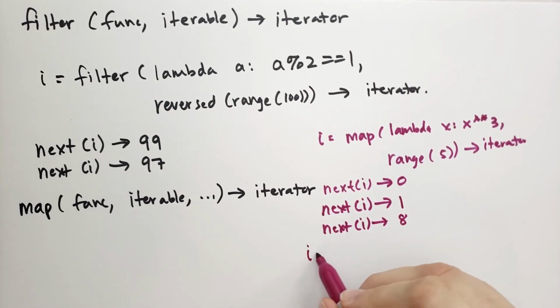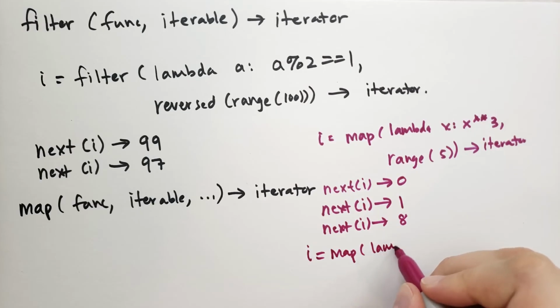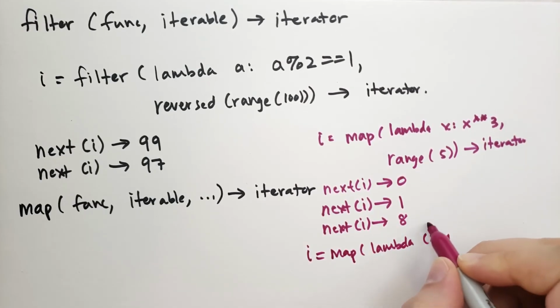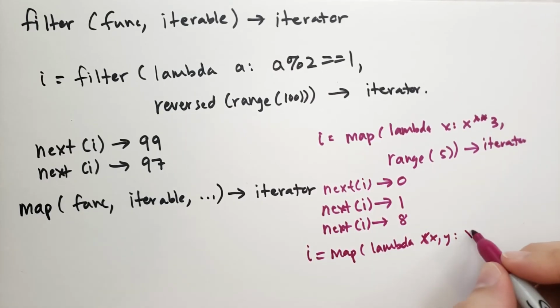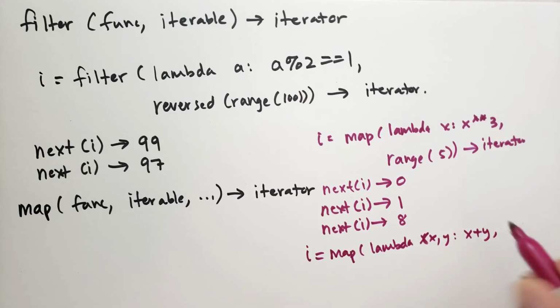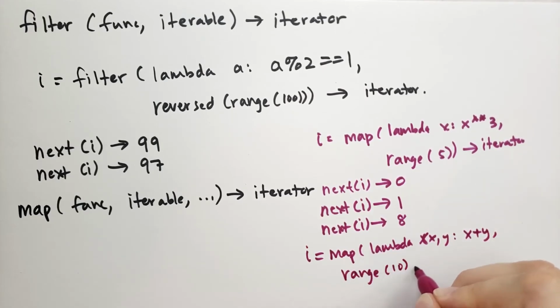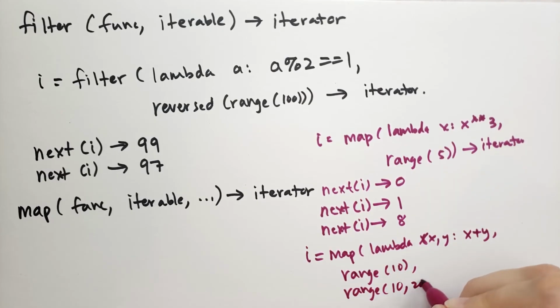So we can say i is equal to the map of, let's just say, lambda x comma y. I don't think the parentheses are allowed here. Excuse me. So no parentheses. We'll say x plus y, and then we'll have 2 iterables. We'll do range up to 10, and we'll do range starting at 10 and going up to 20.